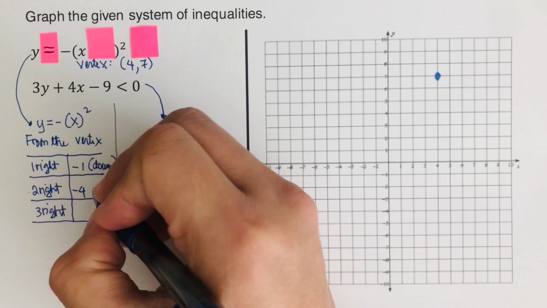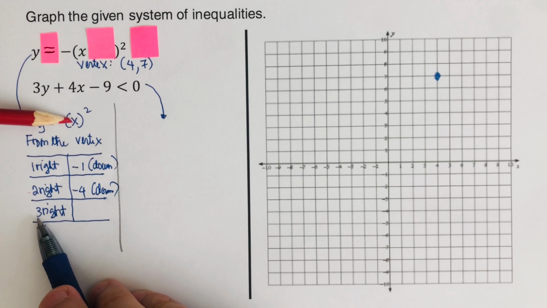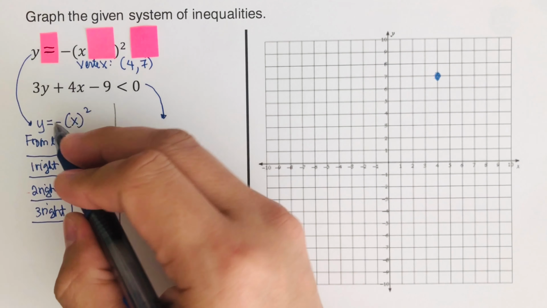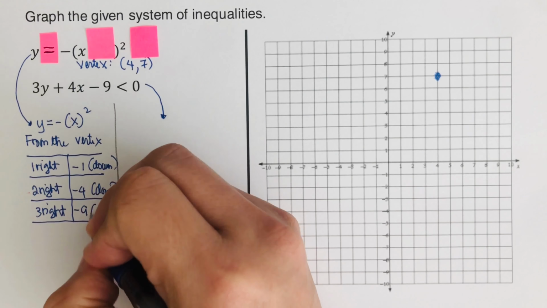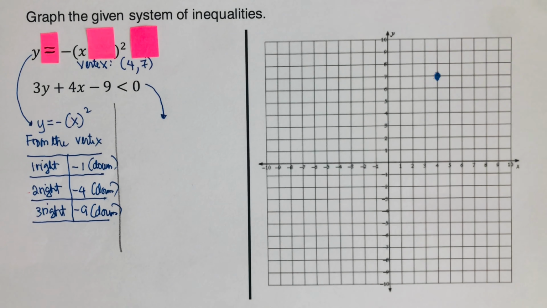So that's negative 4. So that means we are going down. And then 3, we plug in the 3 here. 3 squared would be 9, and there's a negative in front, so that's a negative 9. That means we are going down.